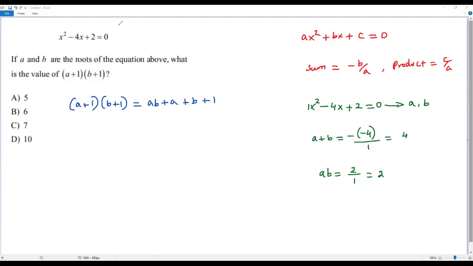Now let me plug in over here. That is, for ab we can plug in 2, and for this a + b, we can plug in 4, plus 1. Here when I add 2, 4 and 1, I am getting 7. Here I got the product of the two binomials (a + 1)(b + 1). It is 7. We find 7 in answer choice C. The correct answer choice for this question is C.